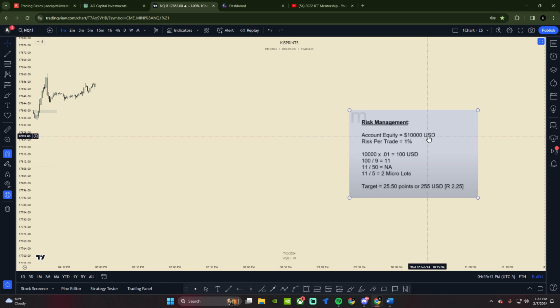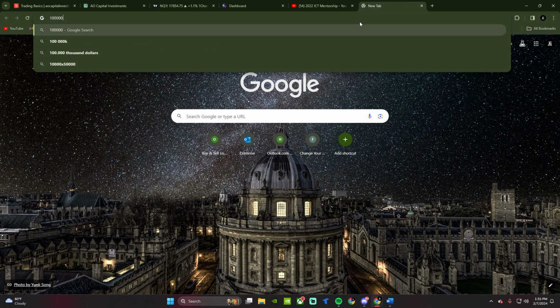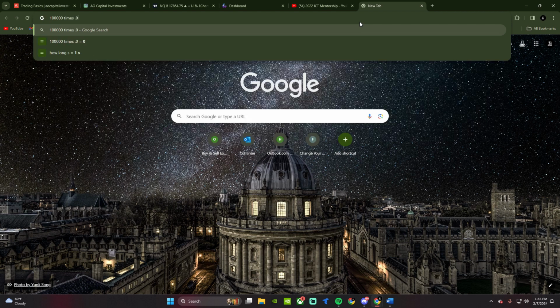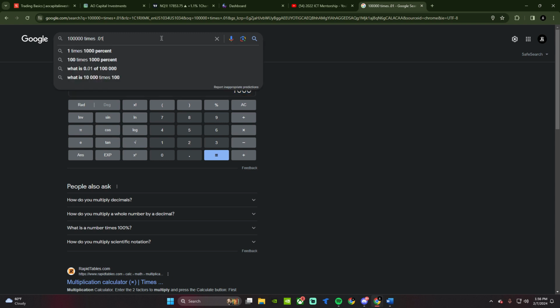But take this right here. This is a 10K, so literally just add another zero. What you're going to do is take your 10K and multiply it by 0.01. So let's say it's 100K. That is 100K times 0.01. This is going to be 1% risk. If you're not comfortable with risking this, then go 0.5.